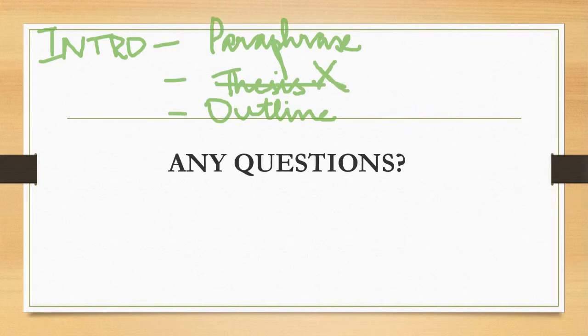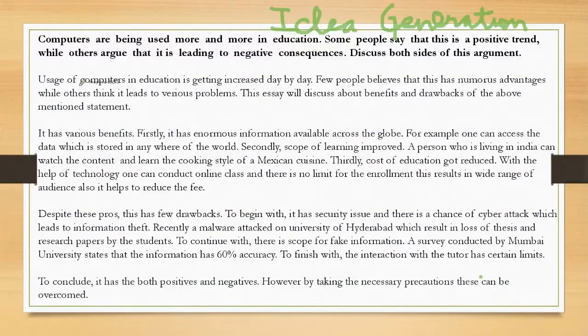So let's go ahead and see how Mahesh has done it. Let's have a look at his question. Okay, so he has written: usage of computers in education is getting increased day by day. Few people believes that this has numerous advantages, while others think it leads to various problems. This essay will discuss about benefits and drawbacks of the above mentioned statement. So if you notice, he has paraphrased the question and then he has written the outline sentence. He has not written any thesis statement, which is perfectly fine. So he's done a good job.